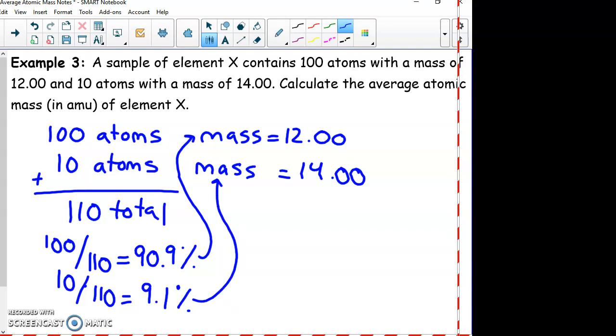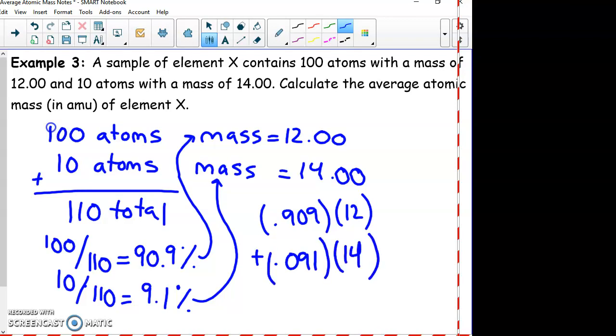And we can solve this problem just like any other problem so far. We've got 0.909 times 12. And we have, remember, you got to move it over 2 places, so 0.091 times 14. And if you had to predict which one of these was going to contribute more, what it should be closer to, I would say this is probably closer to 12 because the majority of the element X has a mass of 12.